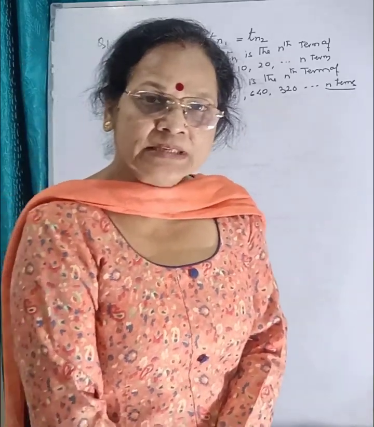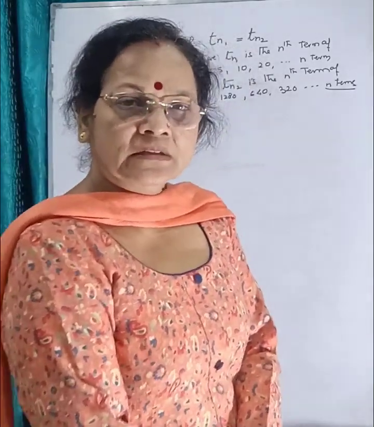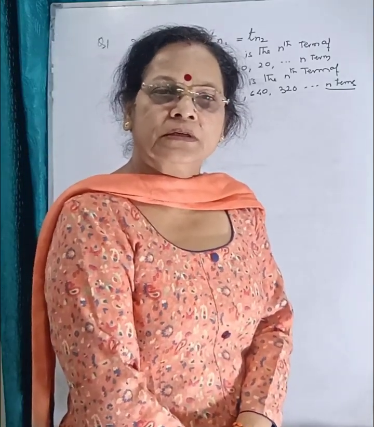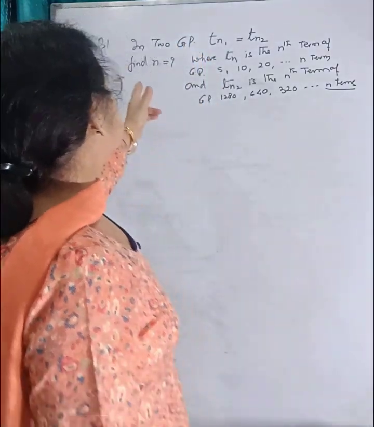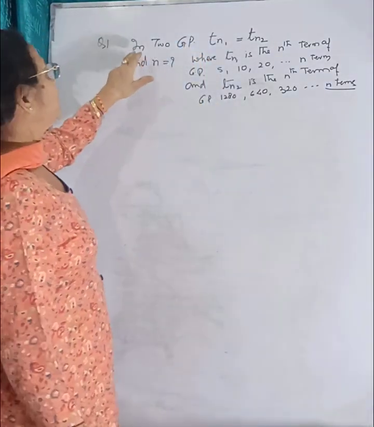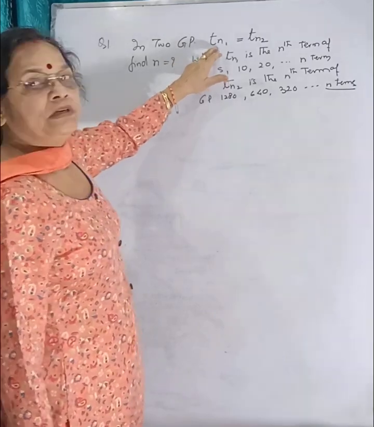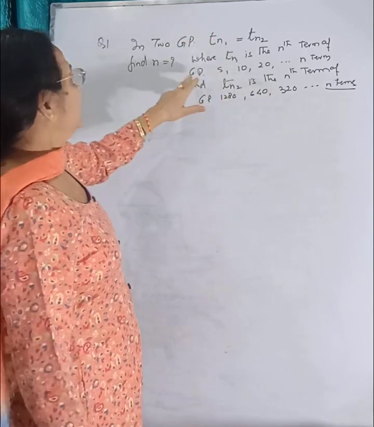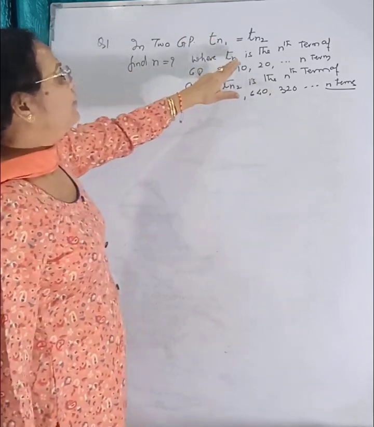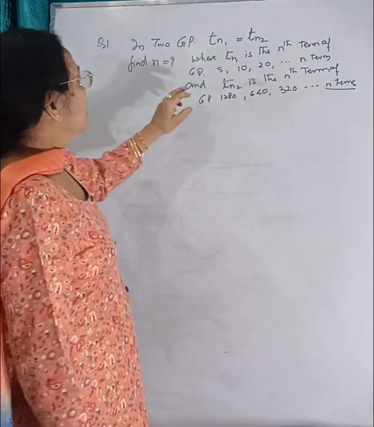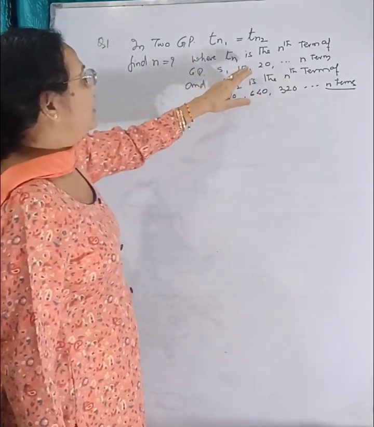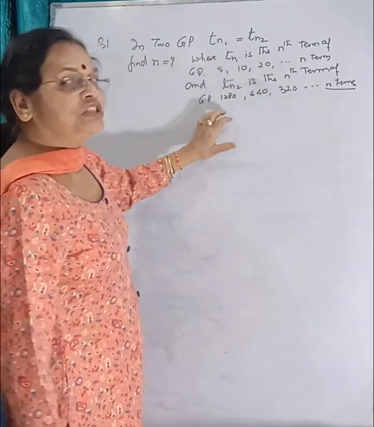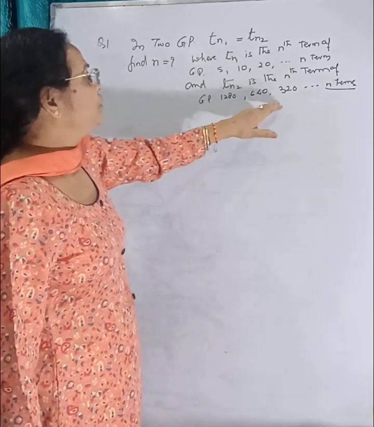Class 11, CBSE, ICSE, UP board. Whatever the type of the board is, this question is available for each and every type of the board. The question is: if there are two GPs, in which term Tn1 is equal to term Tn2, find the value of n, where Tn1 is the nth term of the first GP 5, 10, 20 up to nth term, and Tn2 is the nth term of the GP 1280, 640, 320 up to nth term.